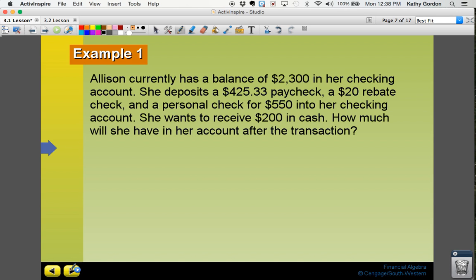Okay, all right, so figure this out. If she started with $2,300, she's putting these 3 checks in, but she wants to walk out with $200 from that. What is her account balance going to be after all that happens? So basically, she's putting in all 3 checks, paycheck, rebate, and personal, and then when she's done, she's taking $200. Basically. Okay.